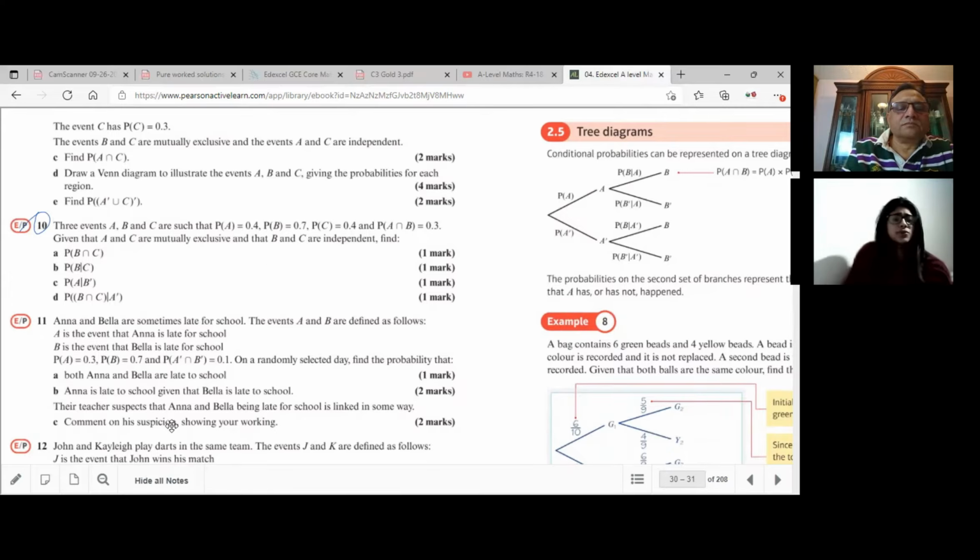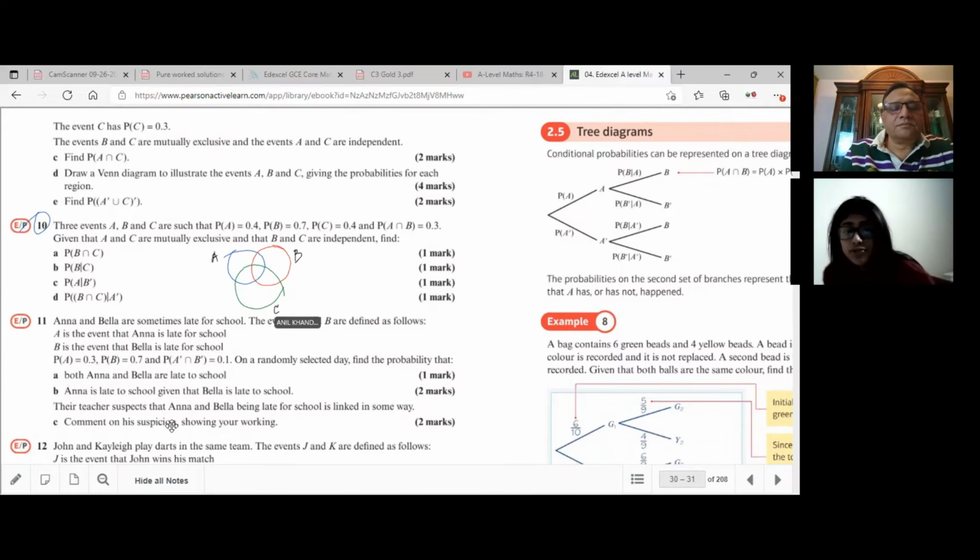So 3 events A, B, and C are such that probability of A is 0.4, probability of B is 0.7, and probability of C is 0.4. And probability of A and B is 0.3. Given that A and C are mutually exclusive, and that B and C are independent. So that means you can't draw the Venn diagram like that.